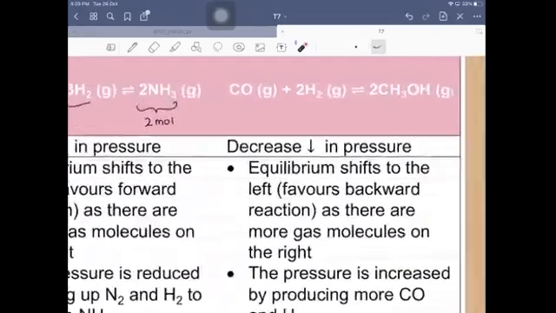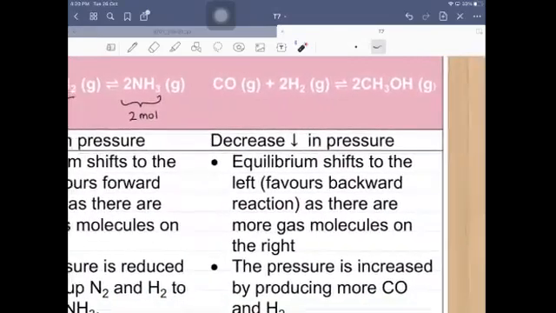Looking at the equation on the right, we have a reaction between carbon monoxide and 2 moles of hydrogen. In total, there are 3 moles.